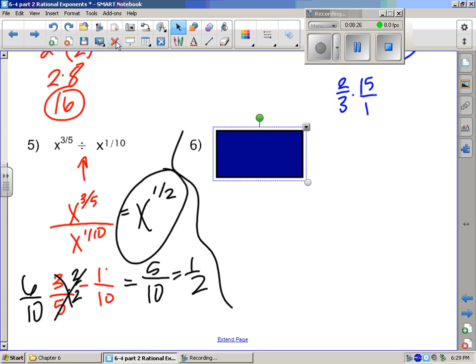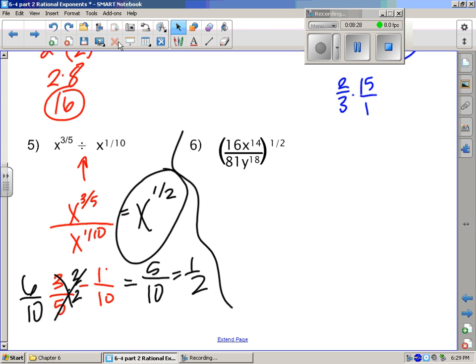Last one. Whoa, that looks dangerous. There are no negative exponents, so we're not going to do any rearranging, but that 1/2 power goes into everything. Okay, 16. Let's do them one by one. 16 to the 1/2. That is a number to a 1/2 power, the same as the square root. So square root of 16 is just 4.